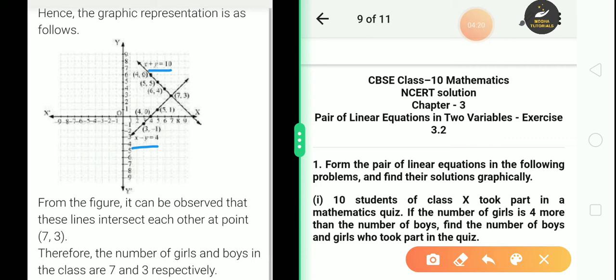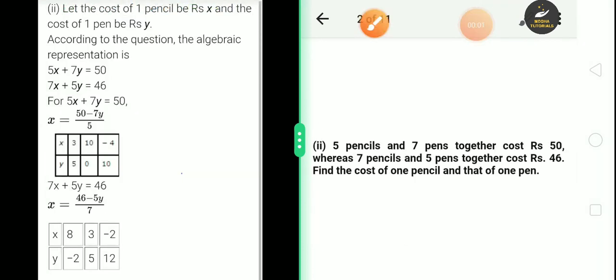So this is about question 1. Now we will move to question 2. Question 2. 5 pencils and 7 pens together cost rupees 50, whereas 7 pencils and 5 pens together cost rupees 46. Find the cost of one pencil and that of one pen.